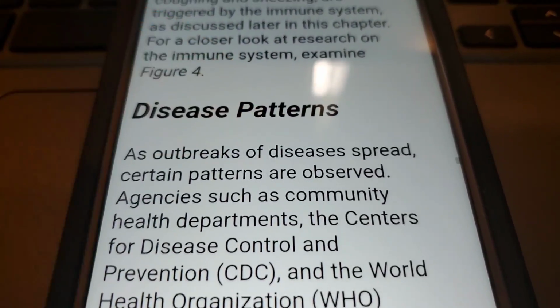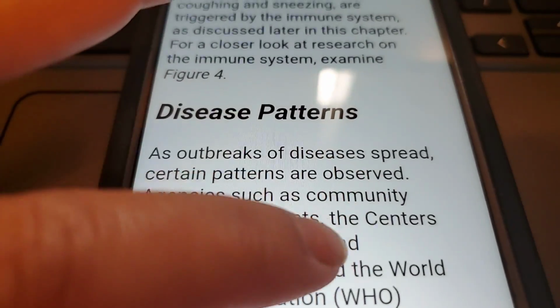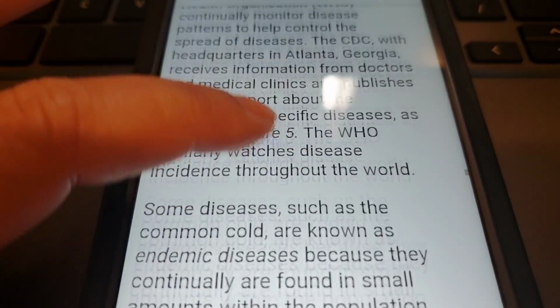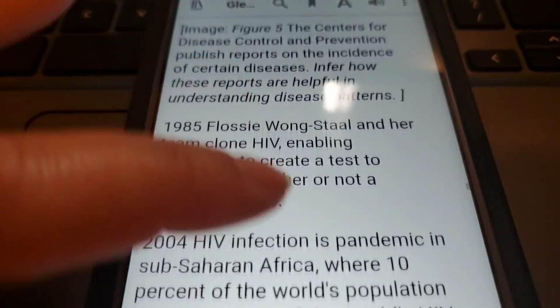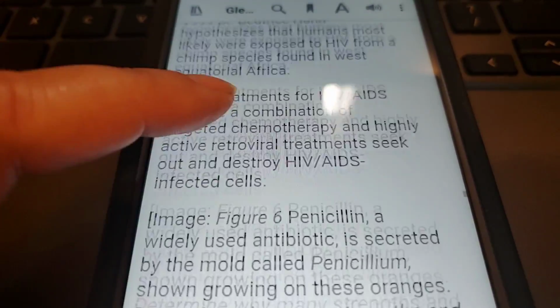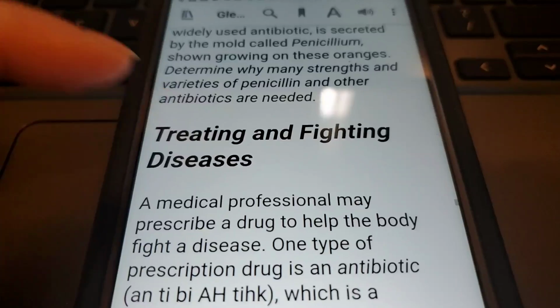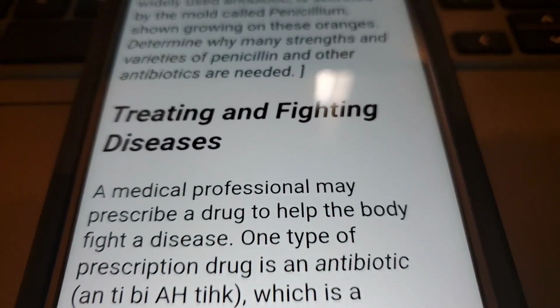Okay, let's go to disease patterns. Oops, I think we covered that. Hold on. Okay, treating and fighting diseases.